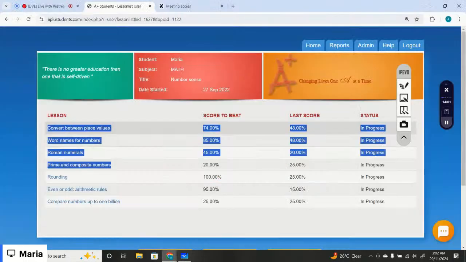Here I'm on grade 4 math. The chapter we are on right now is number sense. Let's just start with the lesson that is convert between place values. Let's just start with the first lesson.